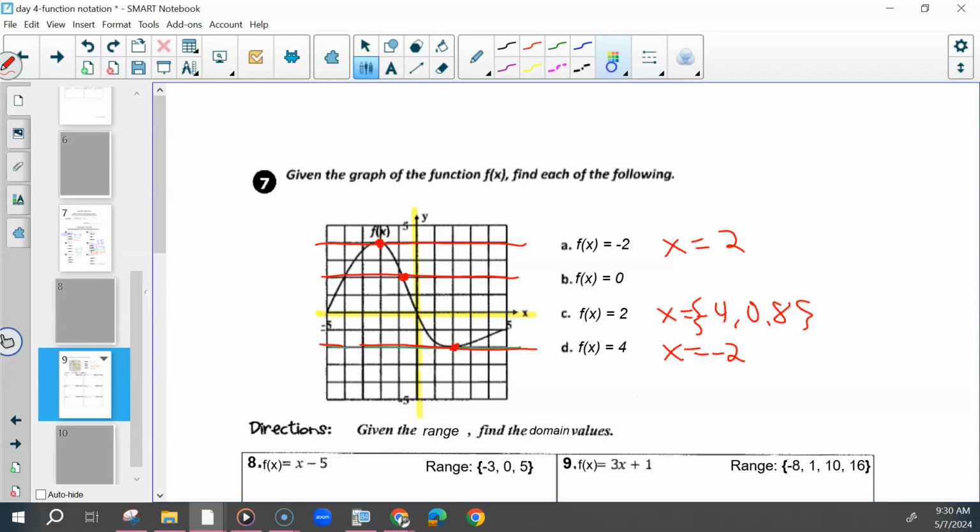No, but I have a question. How do you tell the difference from when you're supposed to be looking at the y to when you're supposed to be looking at the x? Look at what's given. So if you see f of x equals, that's y. If you see f of some number, that's x. Other questions?